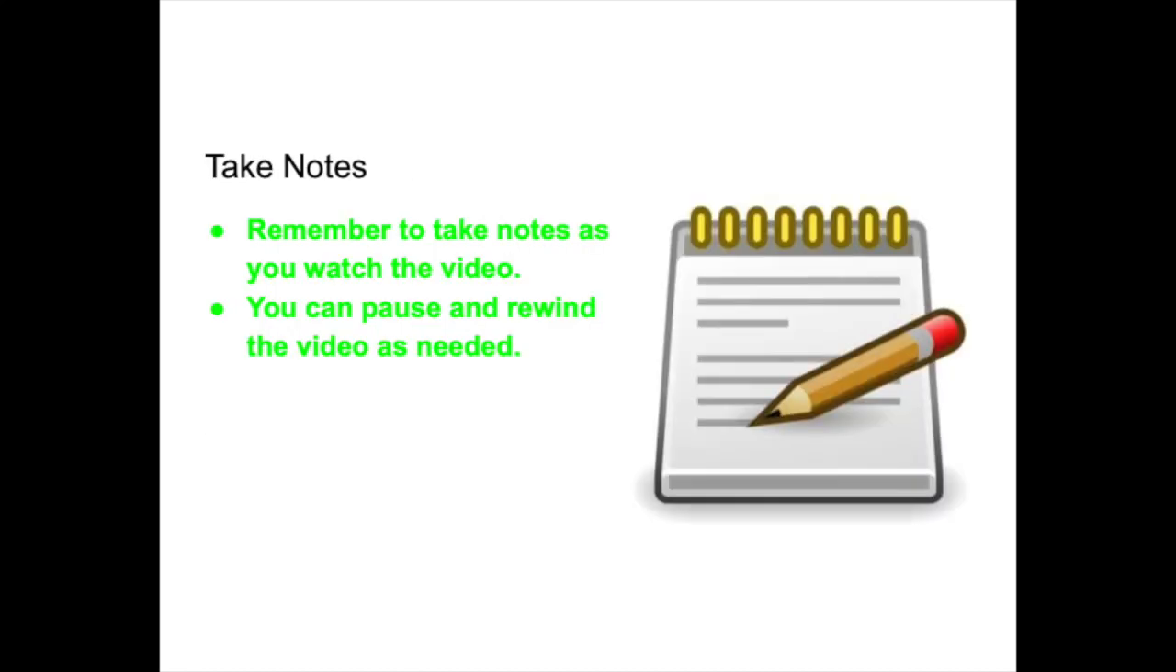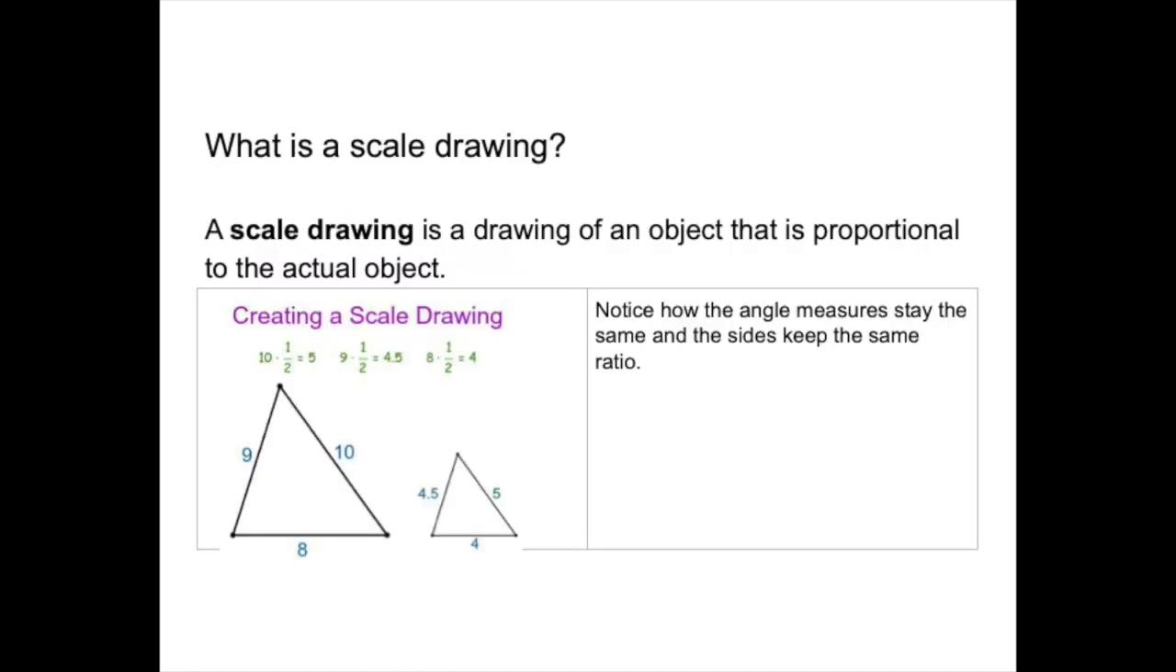A reminder to take notes while you watch. First, let's understand what a scale drawing is. A scale drawing is a drawing of an object where the lengths in the drawing are proportional to the lengths in the actual object. In the example you see here, as we move from the triangle on the left to the triangle on the right, you'll notice that each side length has been multiplied by 1/2.